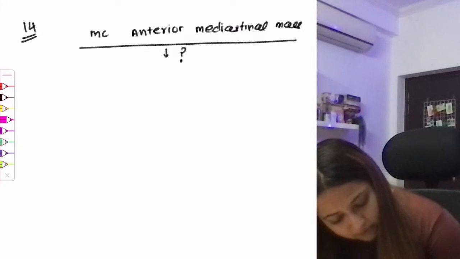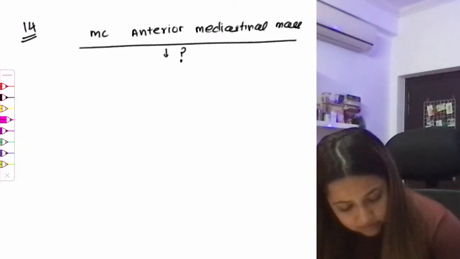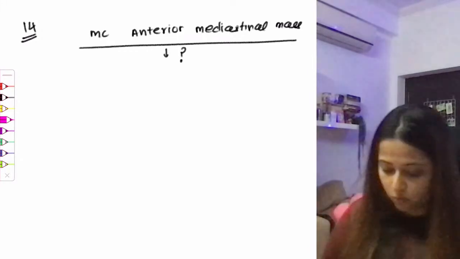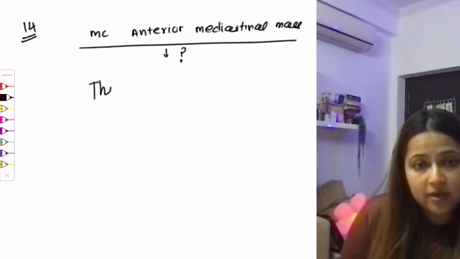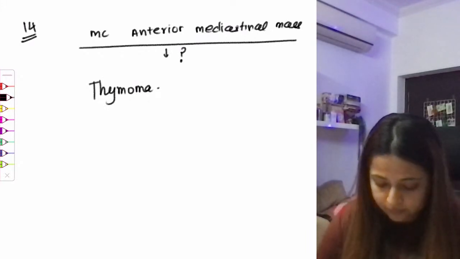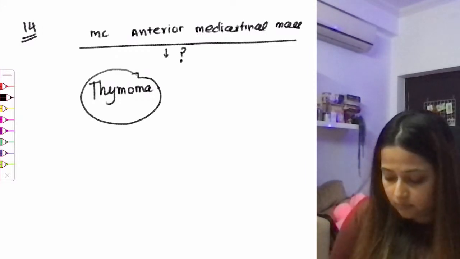Anyone? Smriti, this is not the most common anterior mediastinal mass, okay? Gurjeet, Deji, you gave the right answer. The answer to this question is thymoma. There are few points regarding thymoma which are very highlighted. Okay. So thymoma is the tumor of thymus gland.